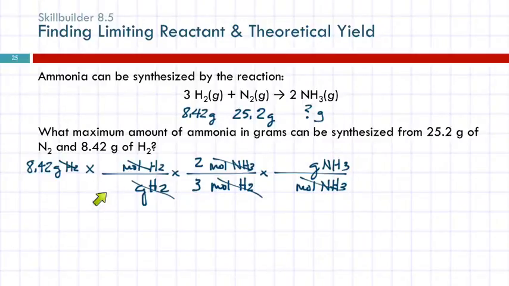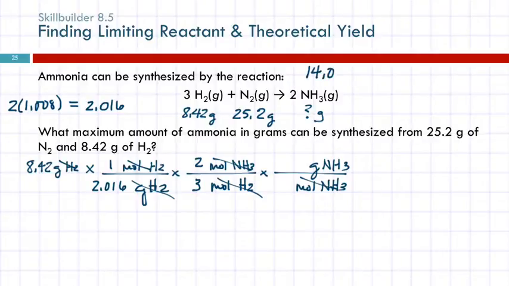Now we need molar masses. Here's H2. I'll squeeze that in up here. 2 times the mass of hydrogen, 2.016. So 1 mole of H2 is 2.016 grams. And then ammonia is nitrogen plus 3 hydrogens, 17 point something, 034, I think. Yeah, that's right, 034.